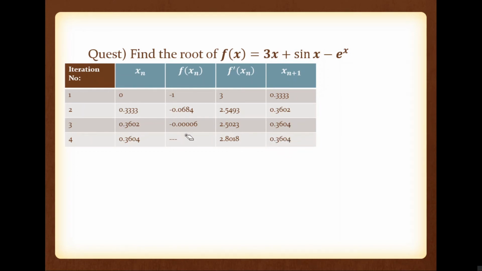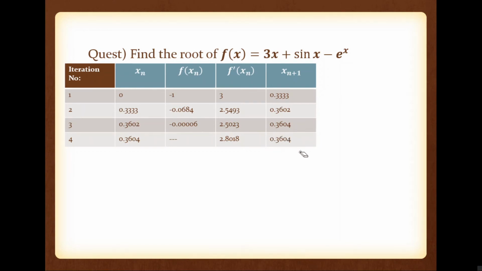Why? Because f of xn is 0. If it is 0, xn minus f of xn divided by f dash of xn becomes xn itself. So if it is 0, there is no need to find this value. You can copy the previous value. It will not modify the value. Okay. So please note, the method has converged here.